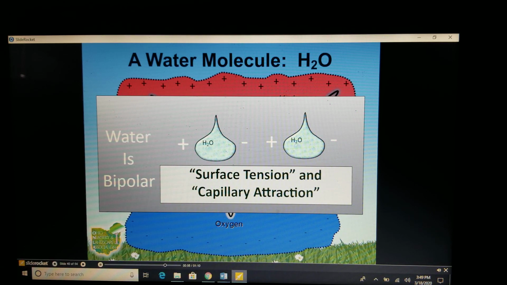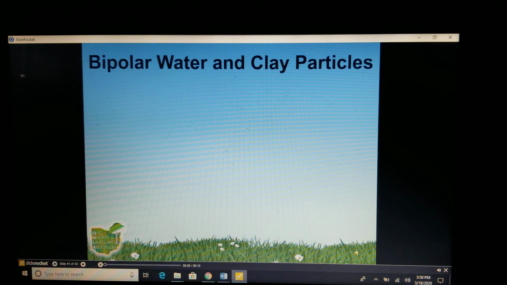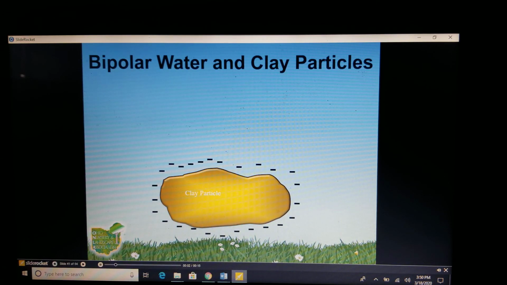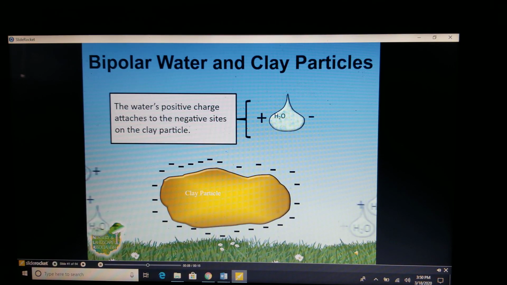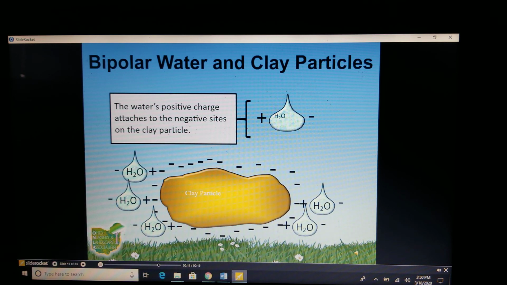Electrostatic bonds are observed as surface tension. Drops of water on a table look like bumps because the molecules stick together. Capillary attraction is also based on water molecules sticking together, which is how water moves up plant stems. The surface of clay particles have sites that are negatively charged, so water molecules can become attached to clay particles. The positive end of the molecule attaches to the negative sites on the clay particle. Remember, this is a weak attachment of molecules.